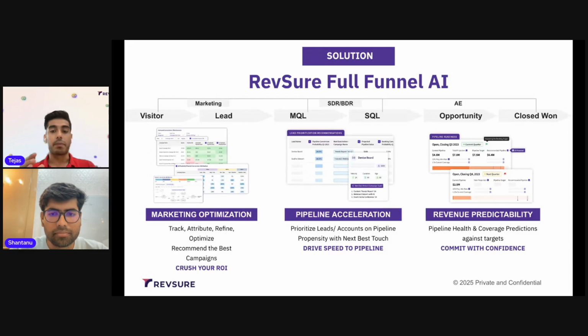The second is pipeline acceleration. Now, the next challenge isn't just ROI, it's driving speed to pipeline. Not every lead or account is worth pursuing right now. So we help you prioritize the ones most likely to convert this quarter or the next and suggest next best actions with our AI-driven propensity scores, whether that's for marketing nurture or SDR follow-up. And this is all powered by our predictive pipeline propensity model, ensuring GTM teams focus on the right opportunities at the right time.